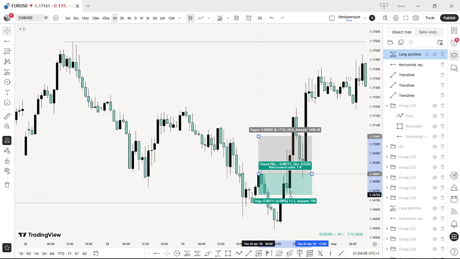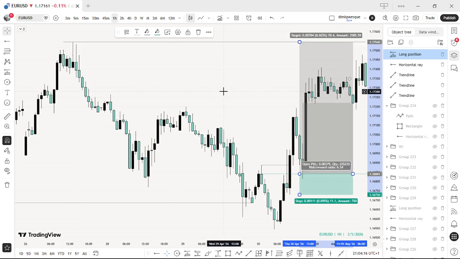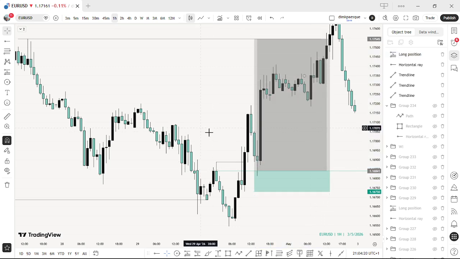Stop loss below the candle that flipped the key level, and we target the liquidity. So that's that. Easy, very easy trade, no stress, very seamless.